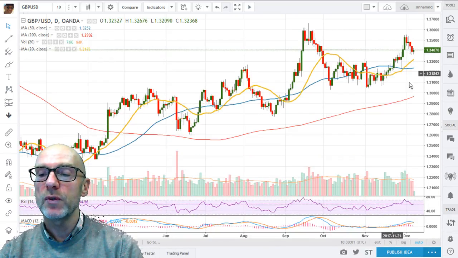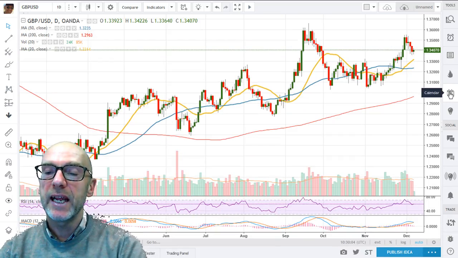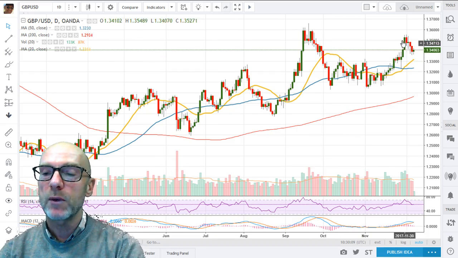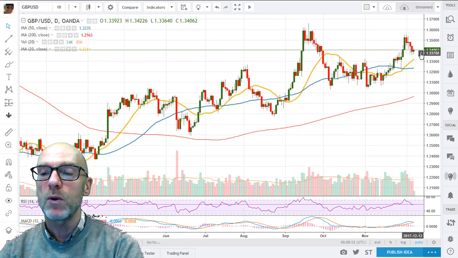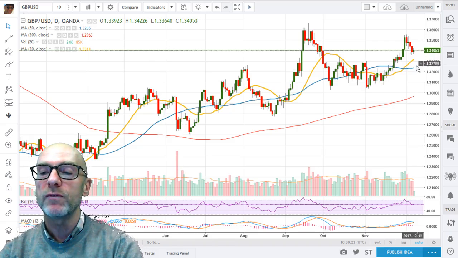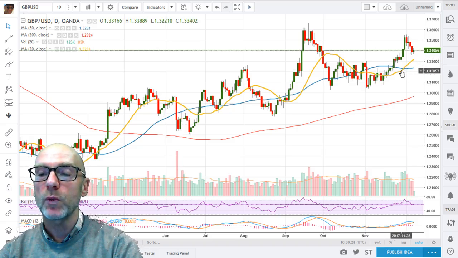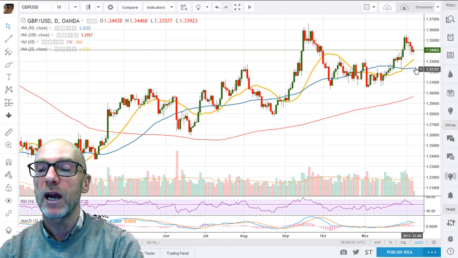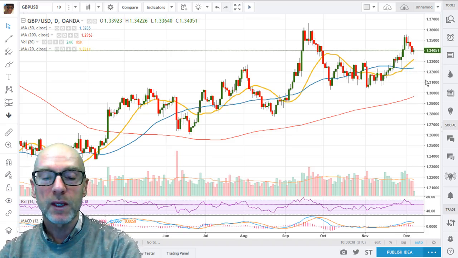Moving on to the daily, and here you can see that the flag was broken to the upside. It looks very much like we're creating another flag down now. That will find support at the moving averages. The 20 is at 133.14 and the 50 at 132.35 will give support. We didn't have a golden cross when the 20 crossed the 50 as the 50 was moving down, but they're both still supportive as they are now both back moving upwards.